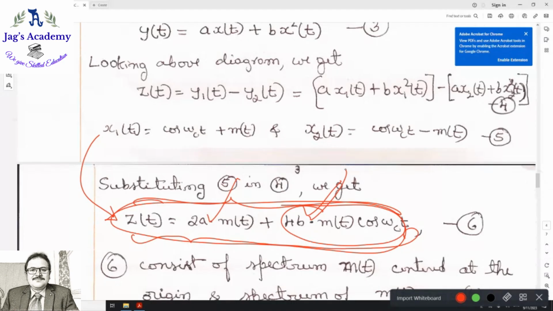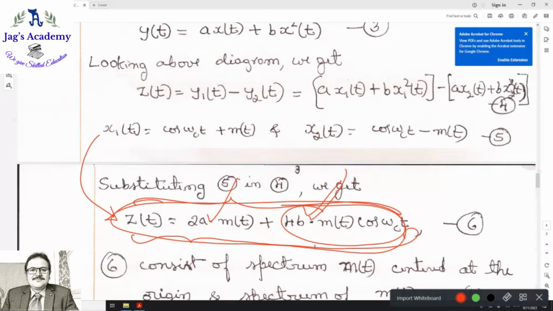Have you understood this? Only a band of frequency you have to retain. See, this is m of t into cos omega ct. What is the spectrum of this? A band pass, right? The spectrum of m of t into cos omega ct is a band pass, right? So what is the frequency of this, tell me? f plus fc and f minus fc, yes or no? Right, in that case you are going to use a band pass filter which has a bandwidth of 2 times f. Right, you have to use a band pass filter here.